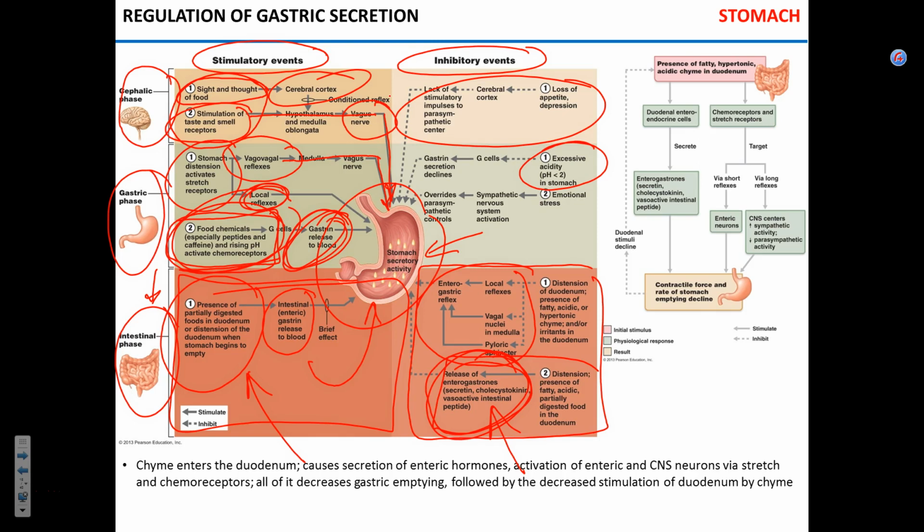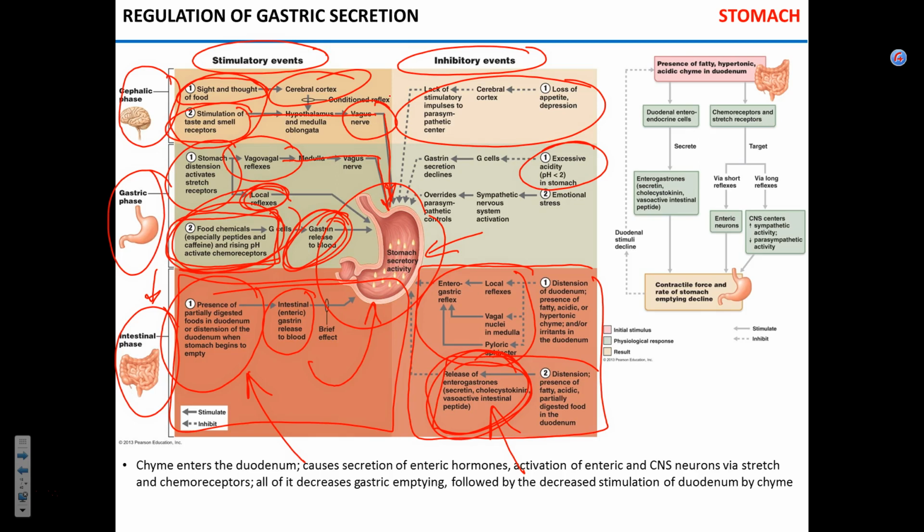Now, what do you want to focus on when you study this? I would suggest break it down and think about it this way. So what are the cephalic stimuli for the stomach? Sight, smell, taste of food, right? So if you put something in your mouth, what's going to happen to the gastric secretion? It's going to go up.